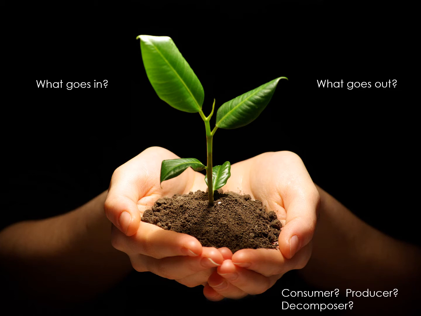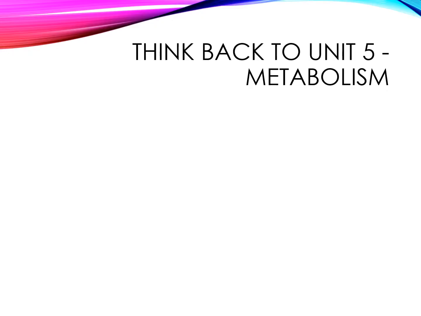So now the next thing I want you to think of is, would this plant in my hand be a consumer, a producer, or a decomposer? Think about what each of those words means, and we'll go into more detail on them in the next few slides. Before we go over producer, consumer, decomposer, I want you to think back to Unit 5. Let's do a little bit of review so that will help with the rest of this lesson.